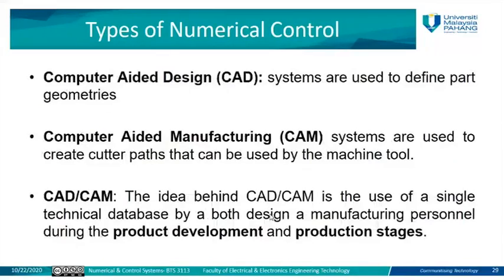Then the definition of computer aided design. Computer aided design is a system used to define the part geometry. When we talk about CAD, if you have used AutoCAD before, usually for CAD you have a layout you are going to design. I want to design a part with this length, with that depth, with that width, and so on. So you are going to define the geometry of this part, either in 2D or in 3D.